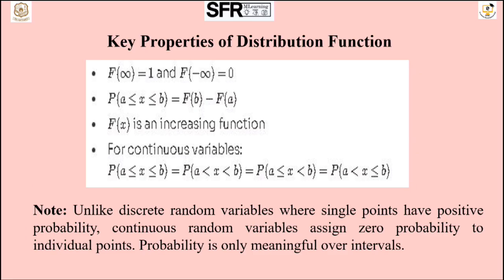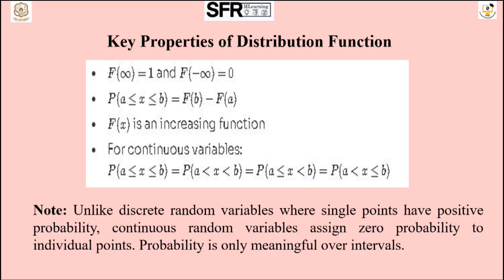For the key properties of a distribution function, we must notice that these conditions must be satisfied for random variables, discrete or continuous. F of infinity equals 1 and f of minus infinity equals 0. The probability of A less than or equal to X less than or equal to B is f of B minus f of A, as a probability function calculation. F of X is definitely an increasing function.